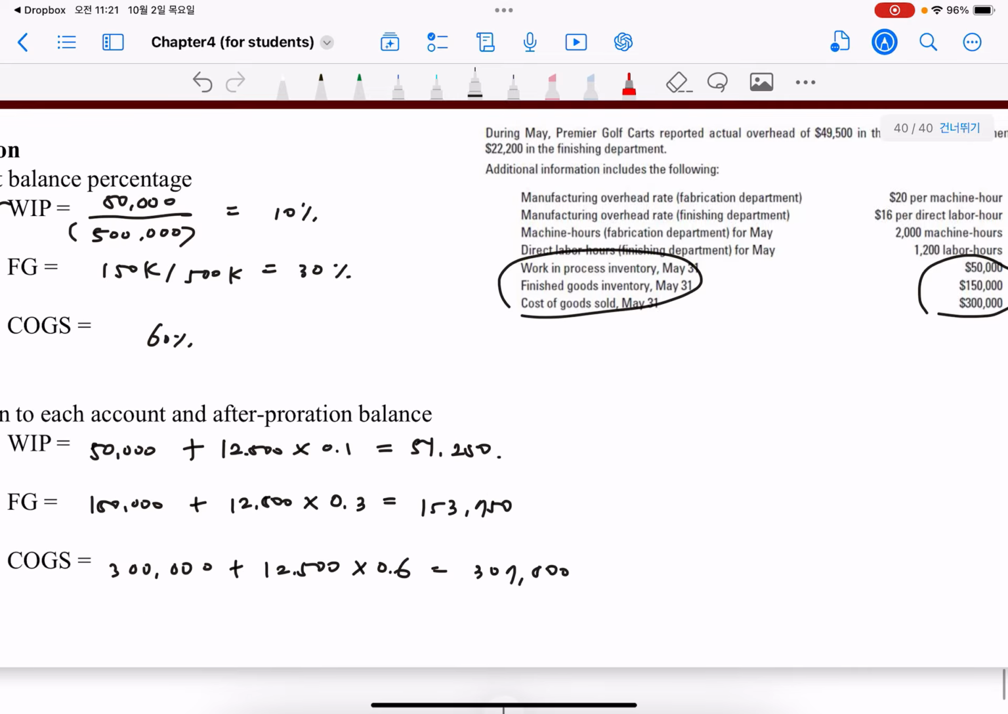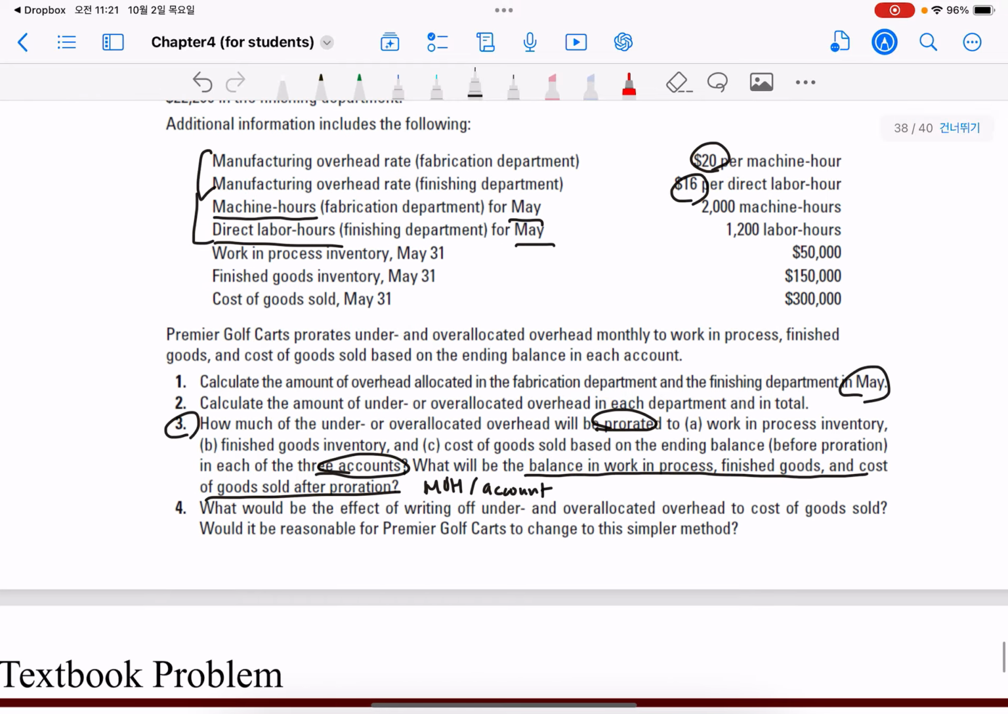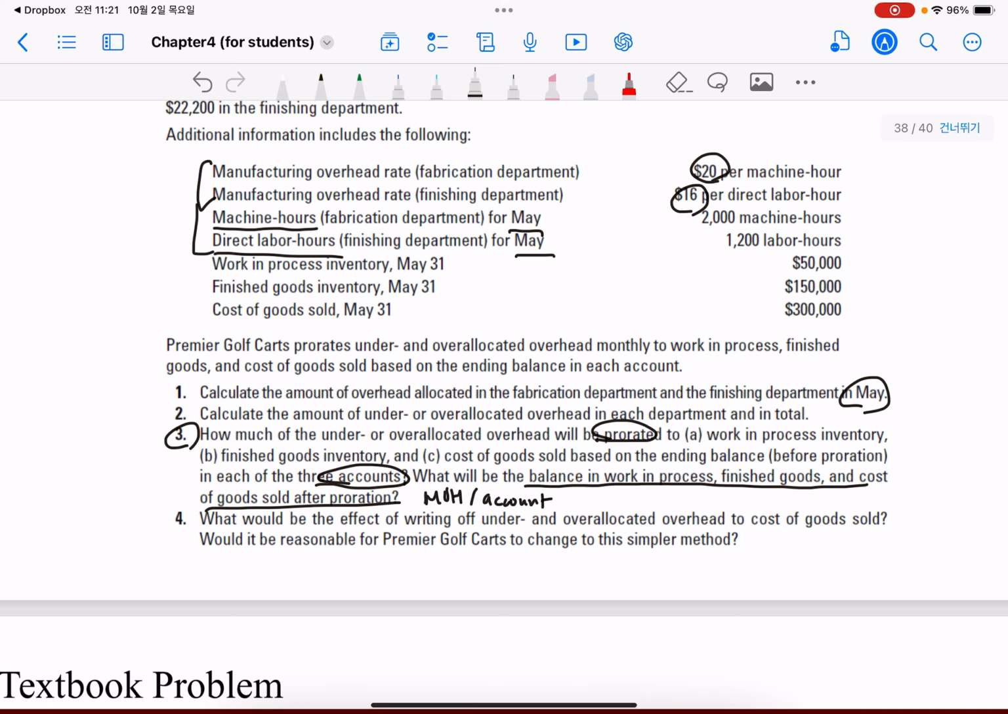Right? And then actually for number 4, I haven't laid it out here, but let's think about it. What would be the effect of writing off to COGS? Since it's an under allocation, we want to debit the COGS by 12,500, right? So we want to increase the value of COGS.